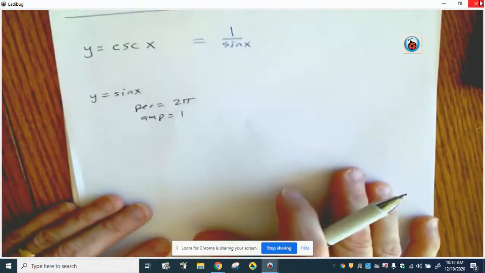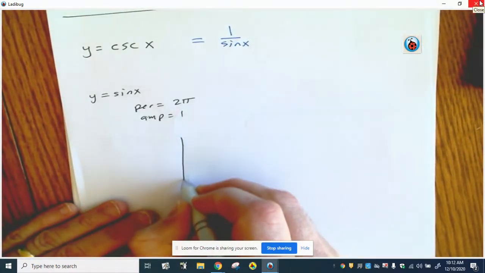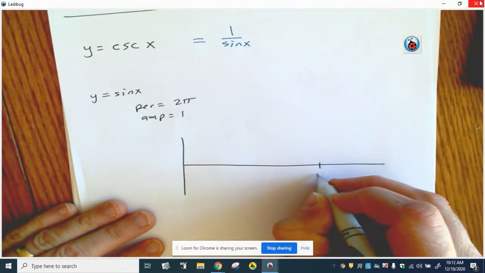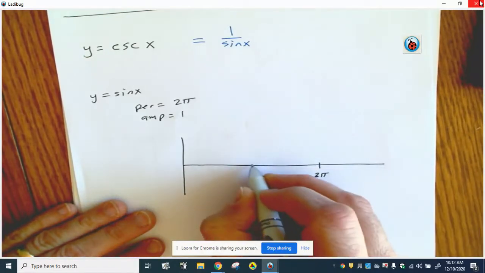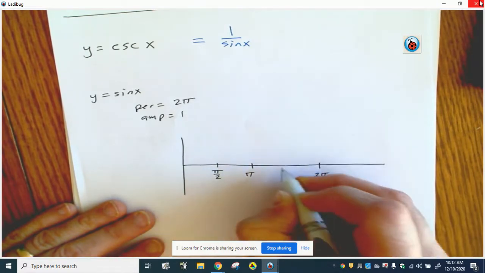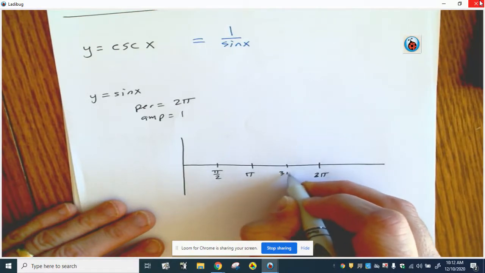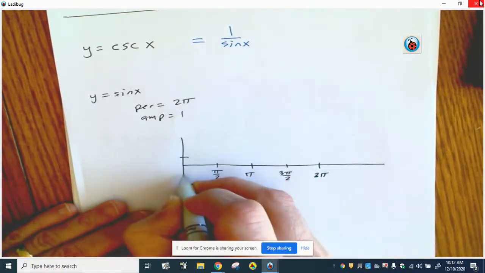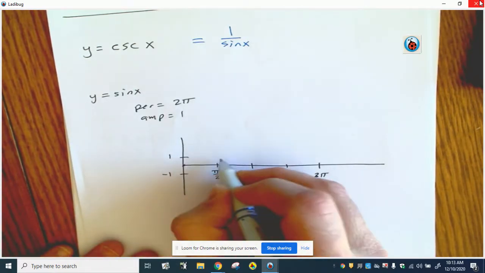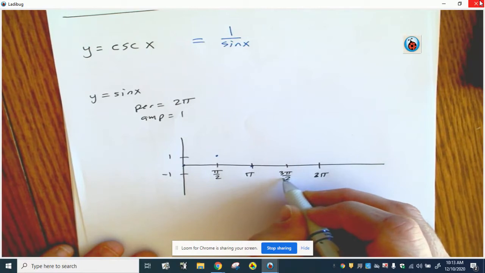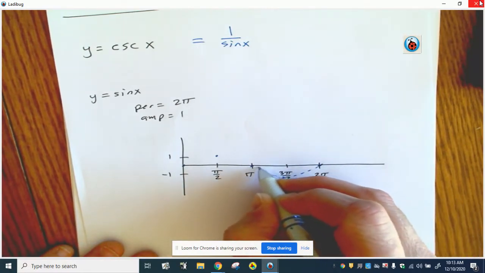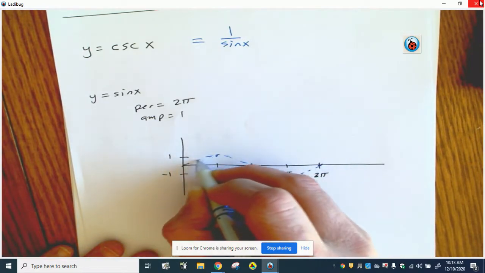So I can draw that sine graph, right? It has a period of 2 pi. We'll cut that in half, pi, cut that in half, pi over 2. This would be 3 pi over 2, amplitude of 1, right? So this is midline, peak, midline, peak, midline. Okay, this graph, I'm just going to draw as a dotted sine graph. This is not actually our goal here.